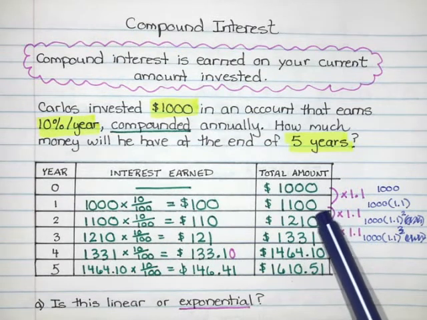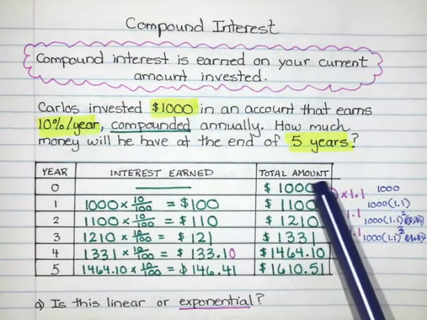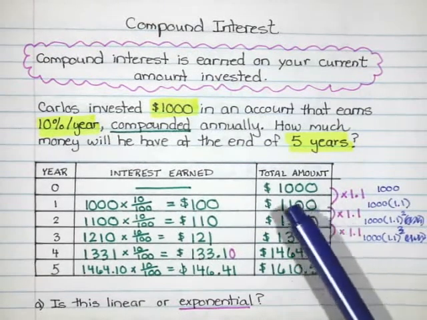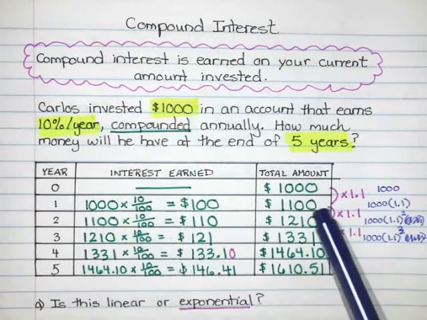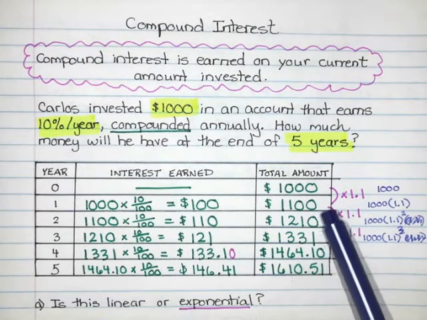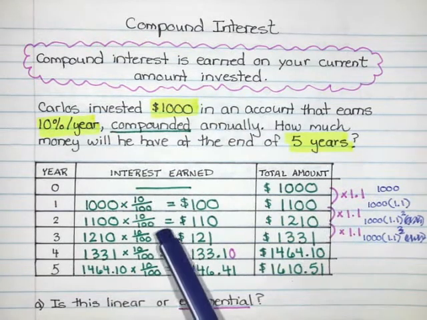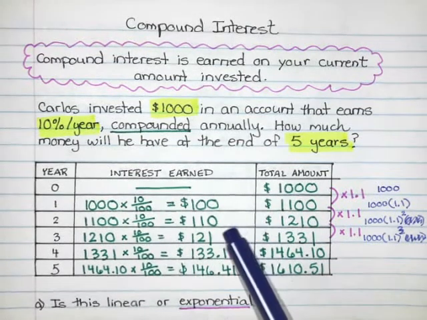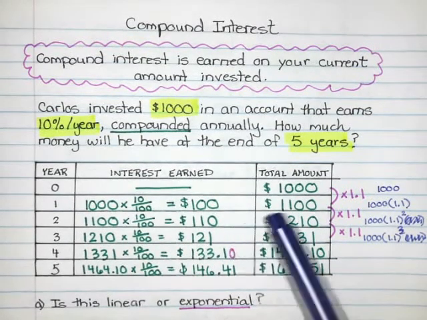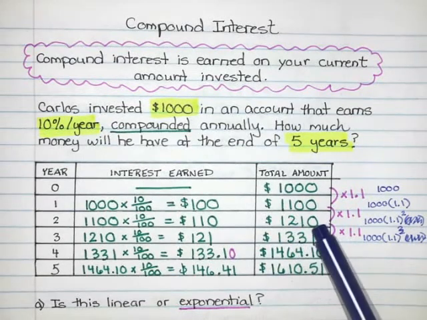Now, if this was simple interest in year 2, he would earn another $100 from that original investment. But this is not simple interest, this is compound interest. So you earn interest on what you currently have in your bank account. So Carlos is going to earn interest on his $1,100. So we found 10% of $1,100, which is $110. And when I add that on to his current balance, he now has $1,210.